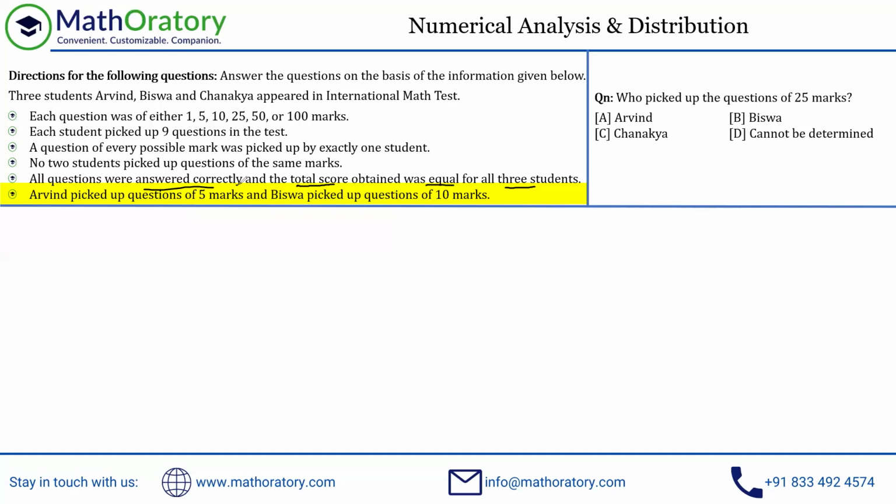Okay, so this is a point which I may visually collect. So Arvind does pick up the 5-mark questions and Biswa picks up the 10-mark questions. I'm just putting the marks in the bracket because I don't know how many questions of 5 marks Arvind has picked up. So I'll just multiply that by the number of questions of 5 marks that he has picked up.